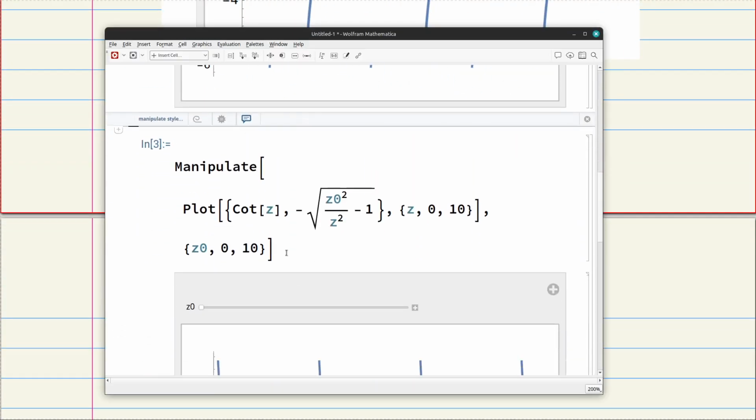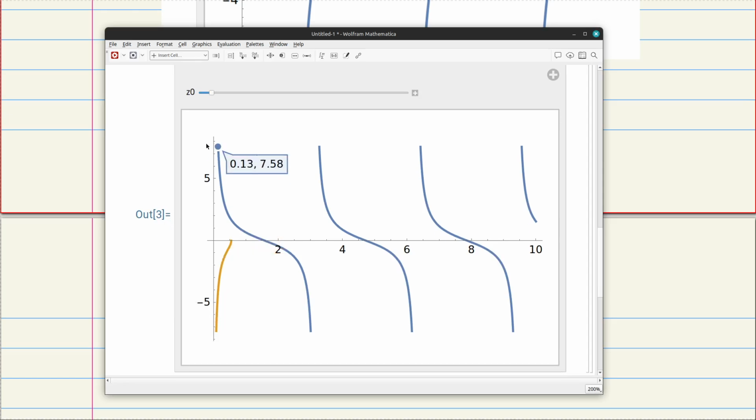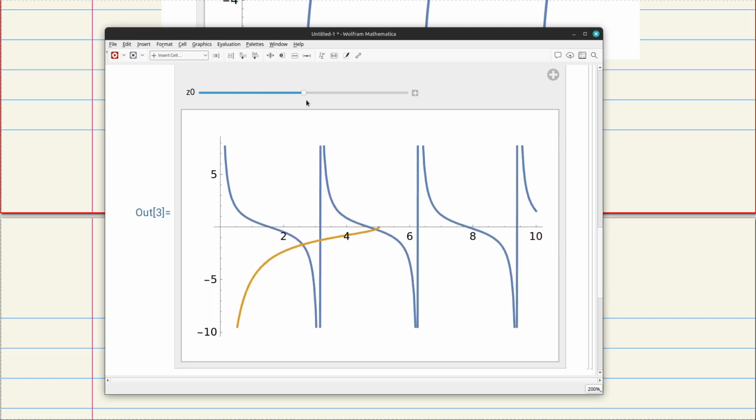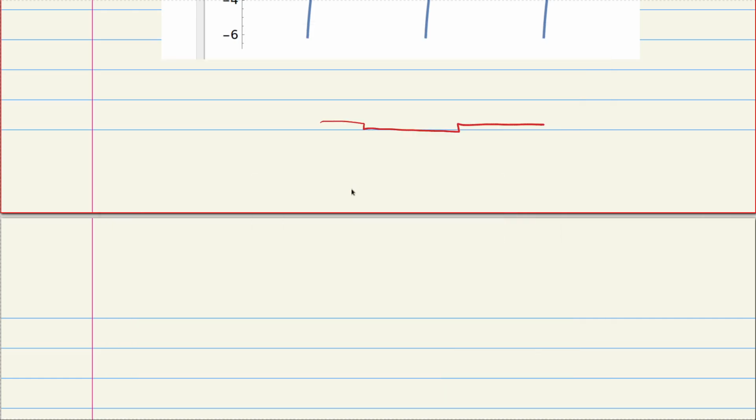The other one here, so I increase. Now it doesn't come from plus infinity. It comes from minus infinity, and it stops at the x-axis. But to have a solution, I need to increase all the way to here. Now I have a solution. Okay, and I keep increasing. Now I have a second solution. Good.